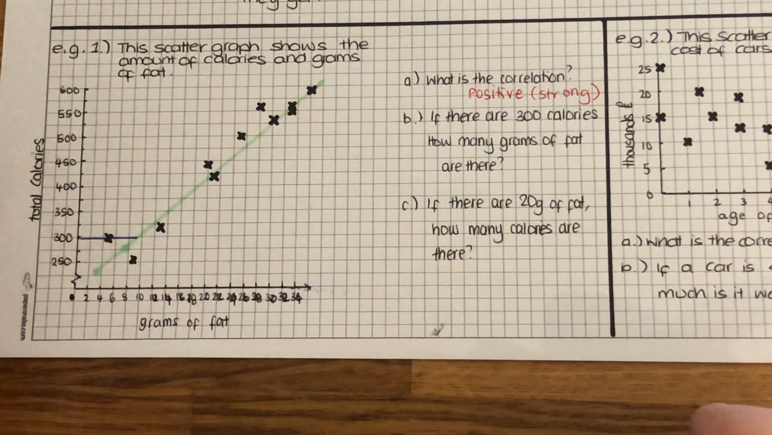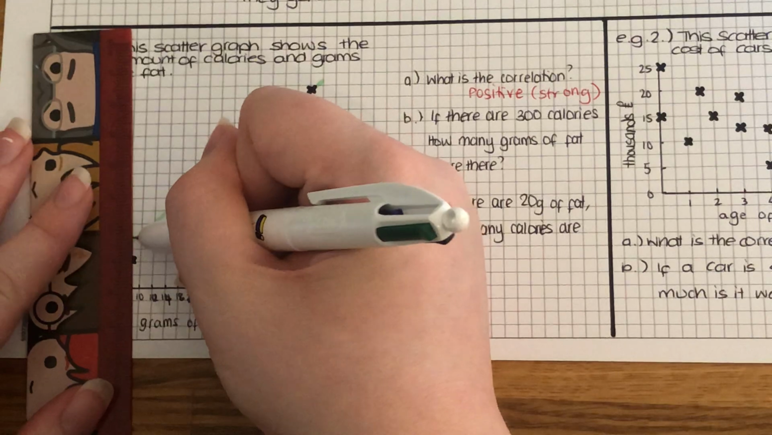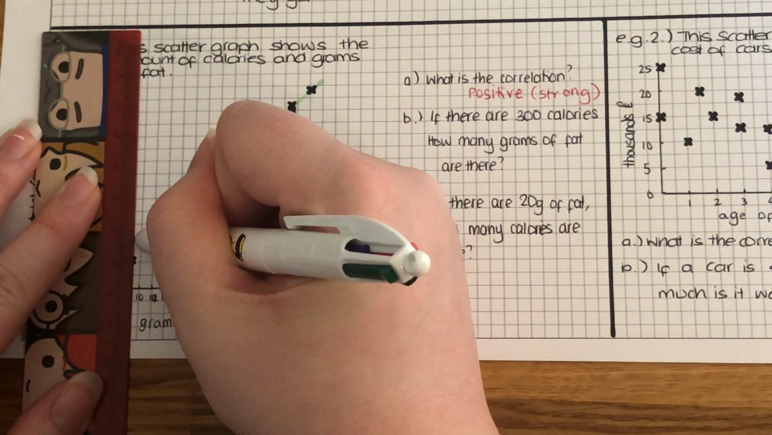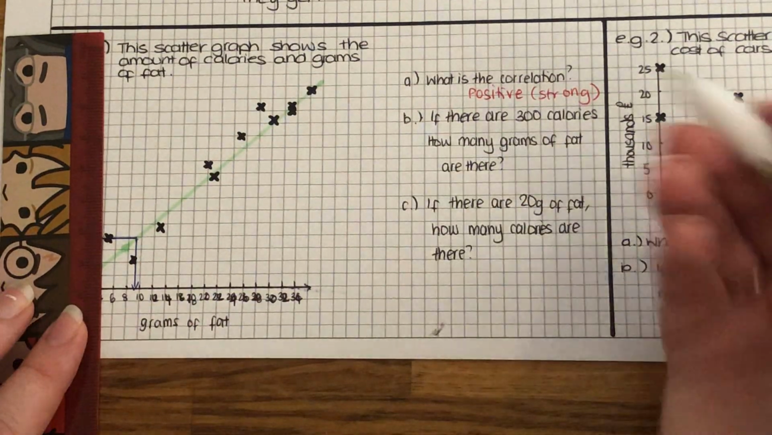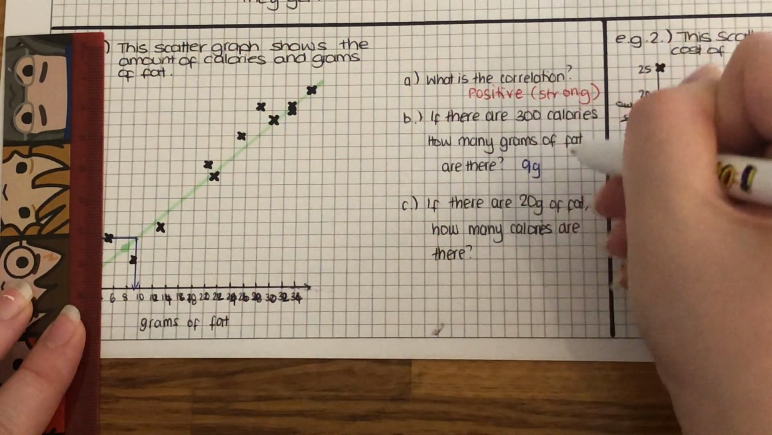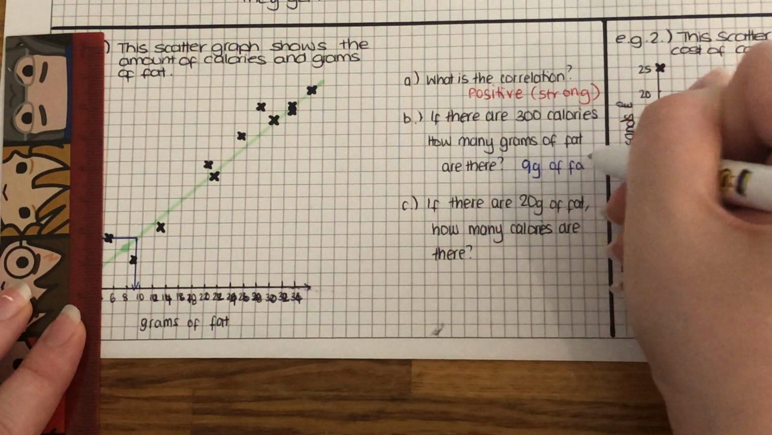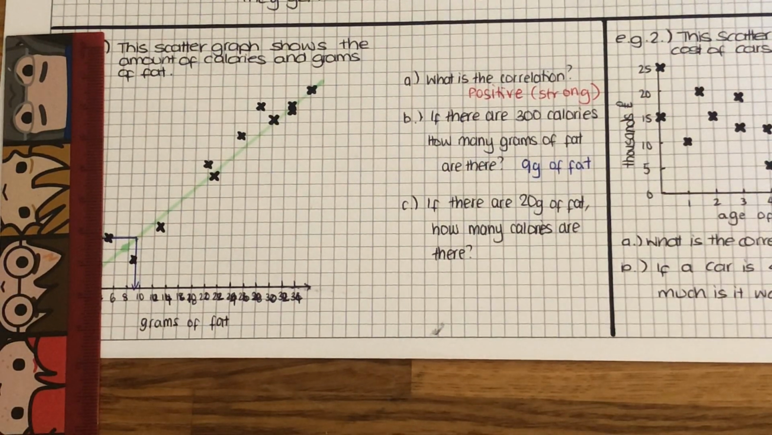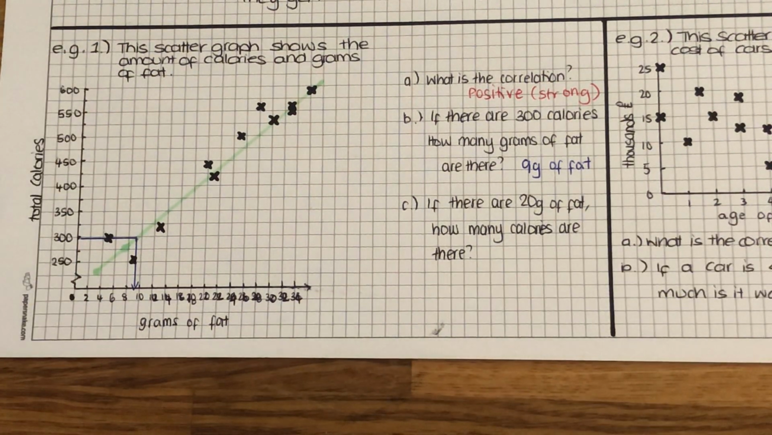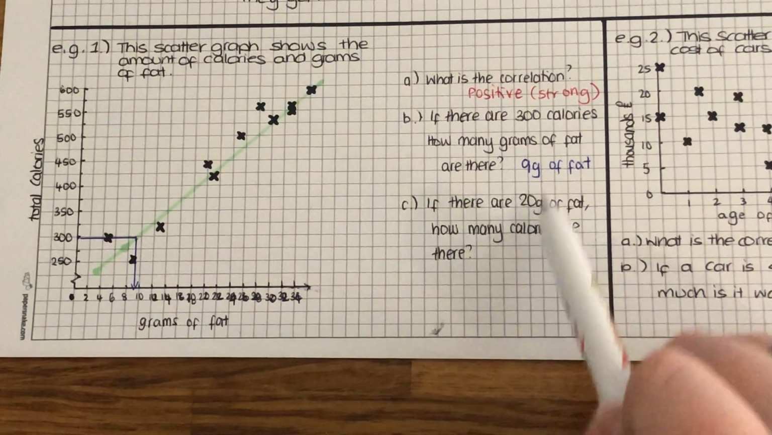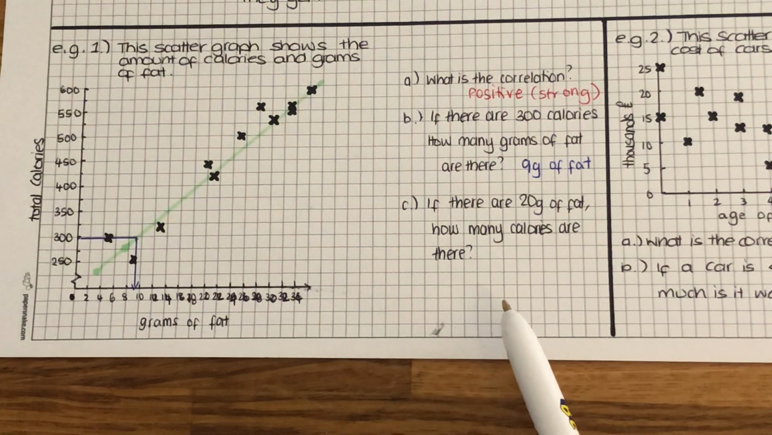Then I'm going to go straight down, and that's going to tell me how many grams of fat that will be. It's halfway between 8 and 10, so that's going to be 9 grams of fat. Now obviously other people might get a different answer, so if you've done a different line of best fit, yours might be maybe 8 grams or 10 grams. But roughly it should be around 9. And then for the next one, I'll do this one in red just so you can see it, and it's different to this one. So it's a similar idea.